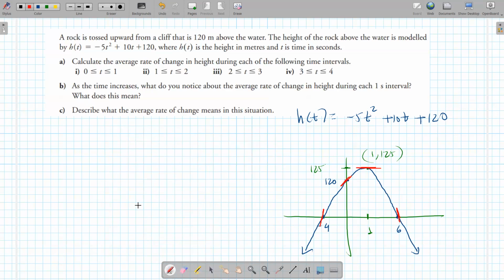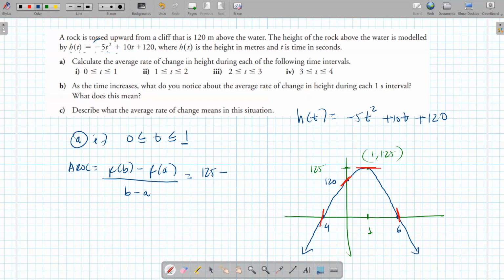So between 0 and 1. The formula for average rate of change is f of b, where b is always the bigger number of the two, minus f of a, over b minus a. So you want to plug 1 into your equation. I already did that. It's 125. When the x value is 1, the y value is 125.